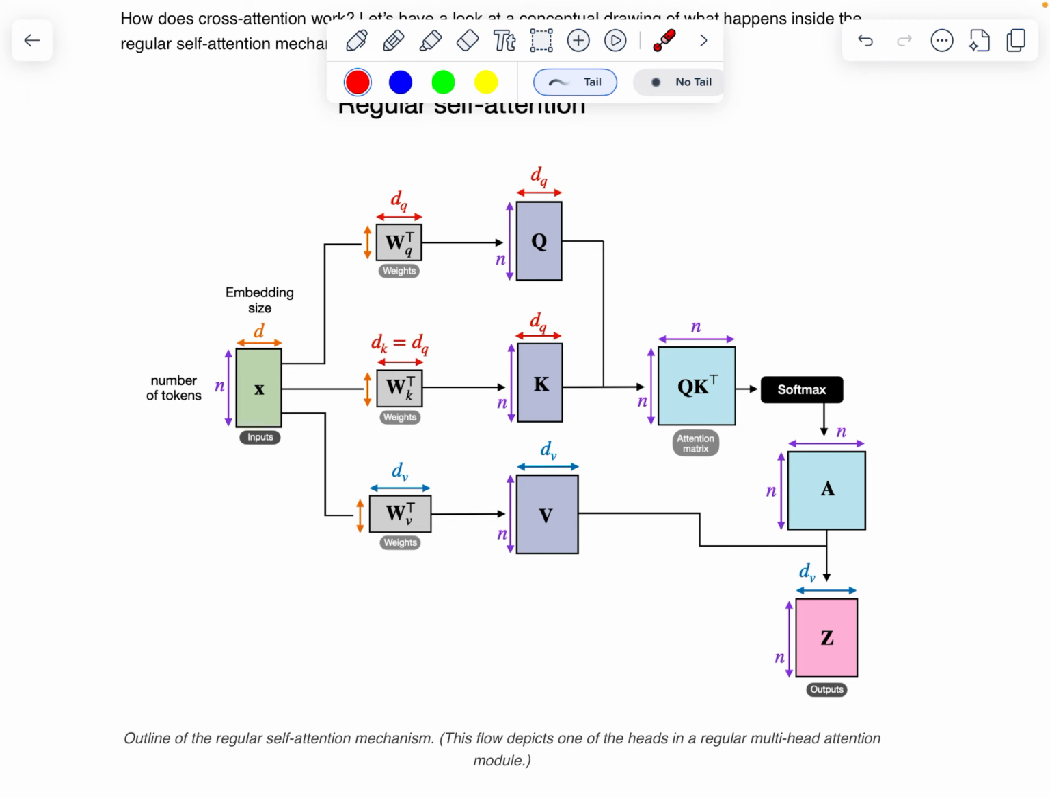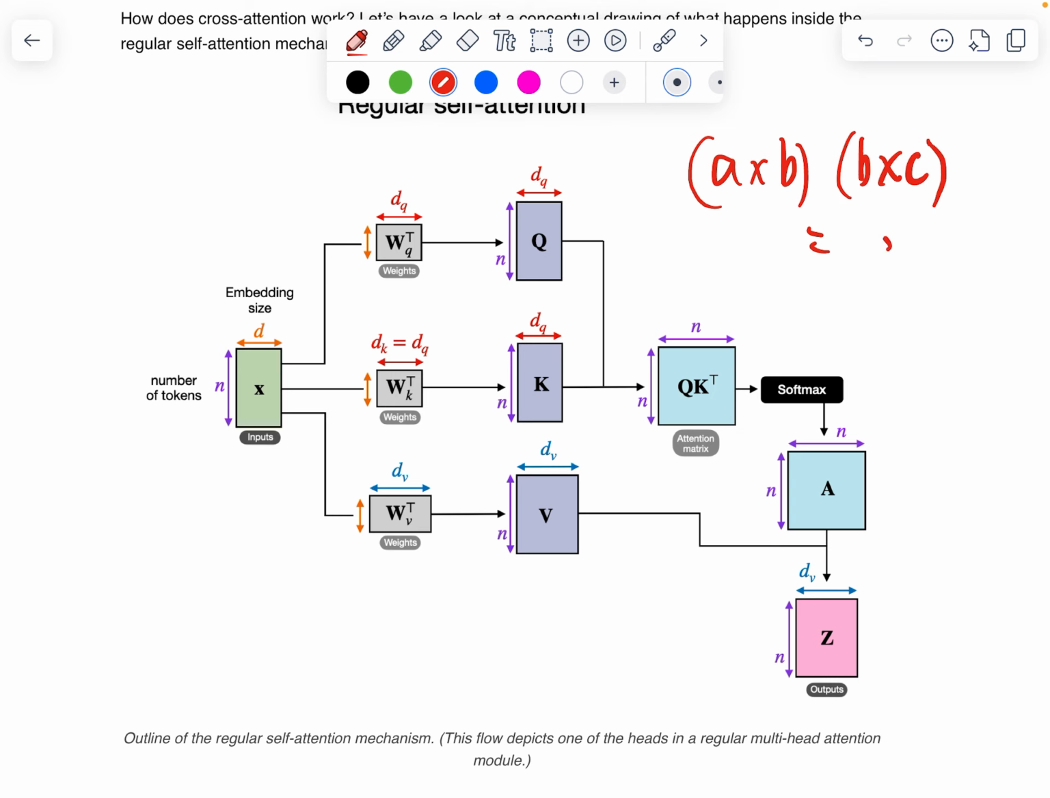And then here, a simple rule in linear algebra is that if you have matrices of size A by B and B by C, and you do matrix multiplication, you get A by C. So generally you have matrices that are initialized randomly, right?